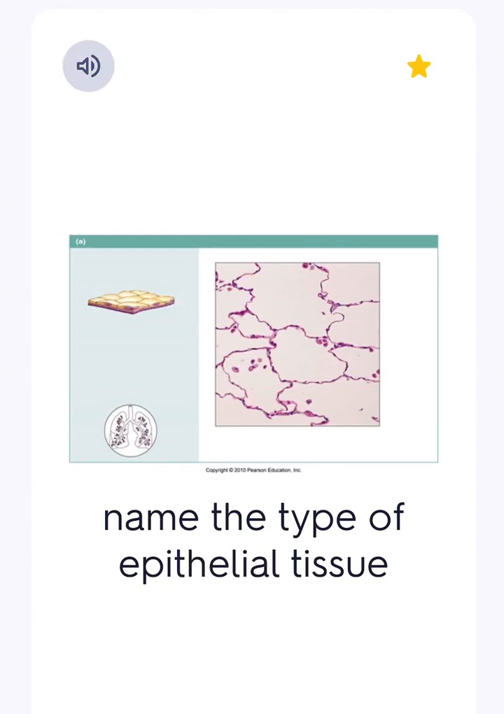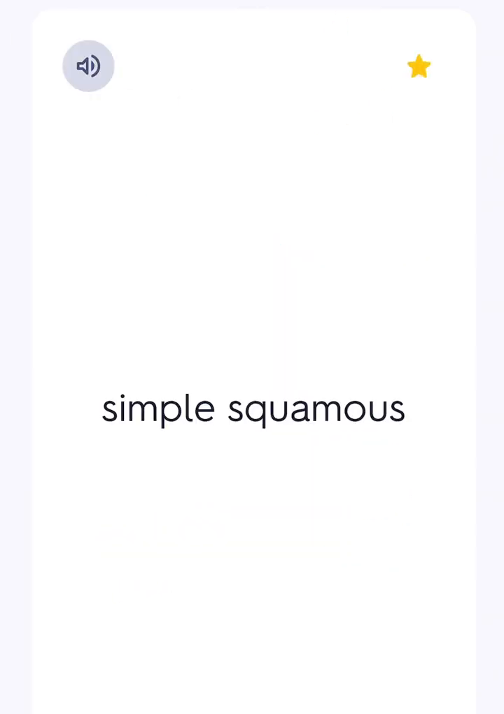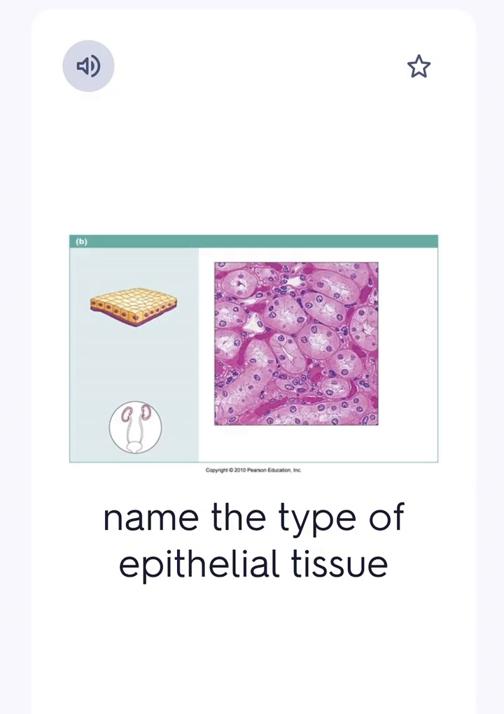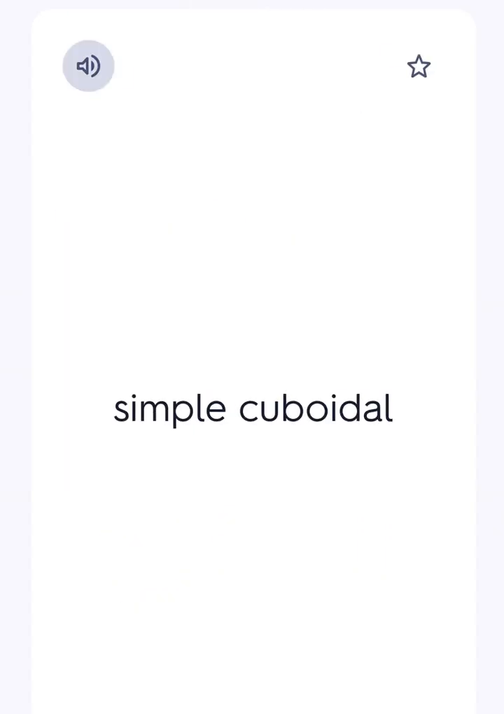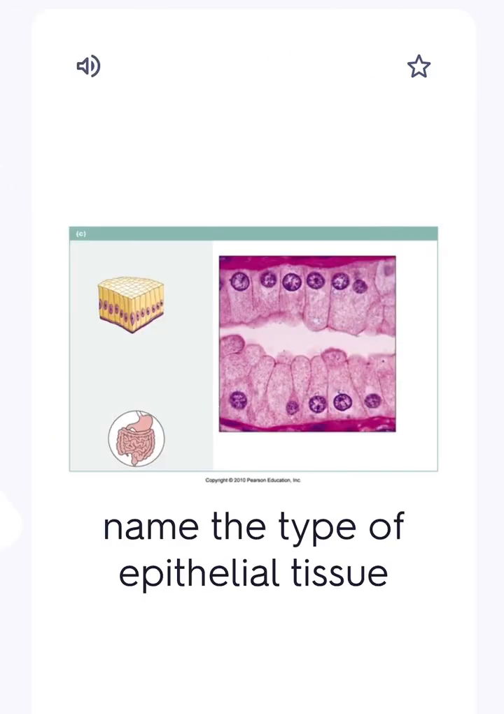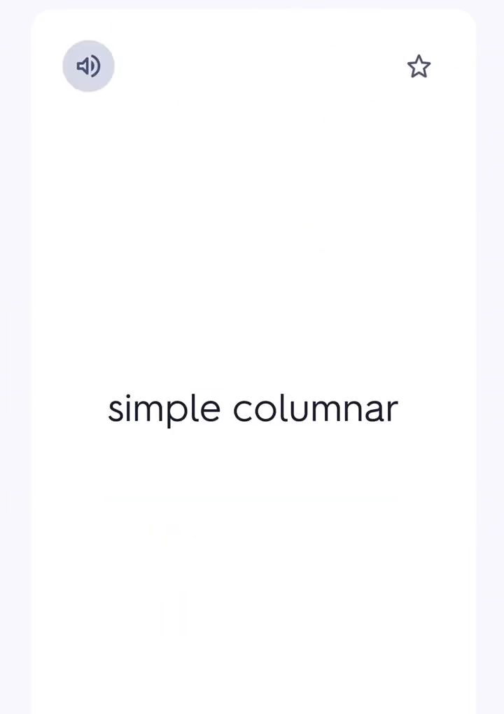Name the type of epithelial tissue. Simple squamous. Name the type of epithelial tissue. Simple cuboidal. Name the type of epithelial tissue. Simple columnar.